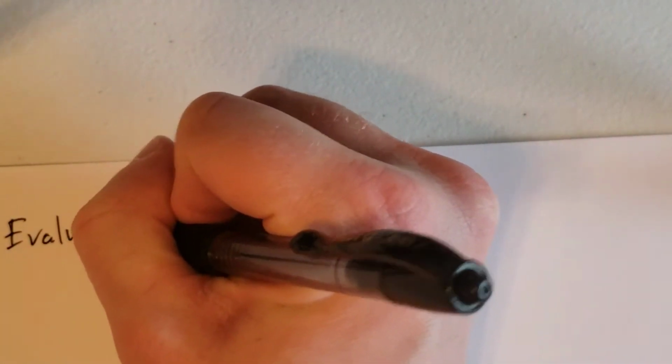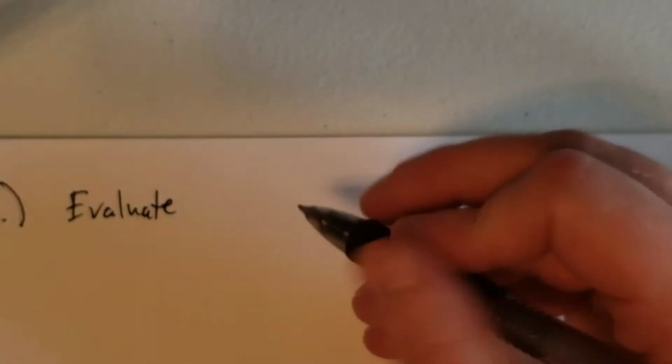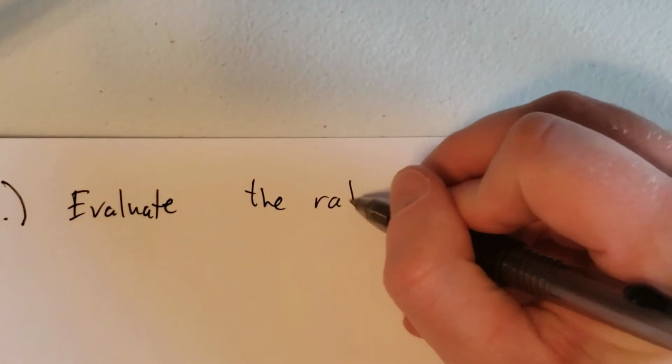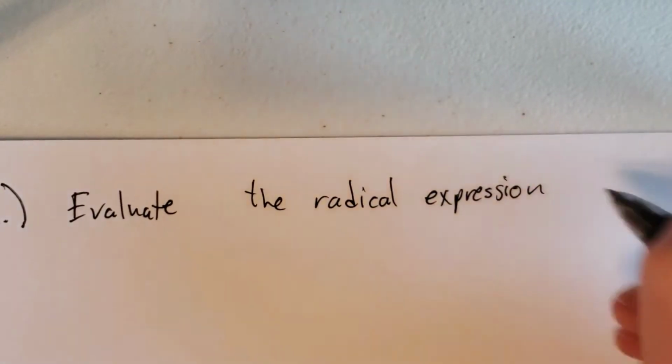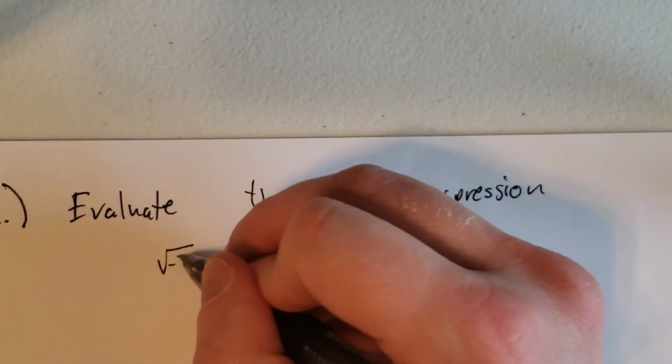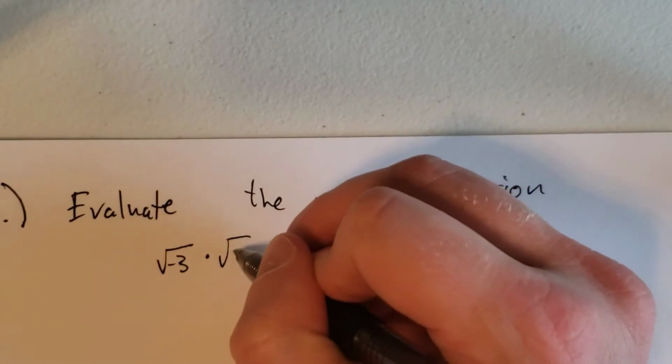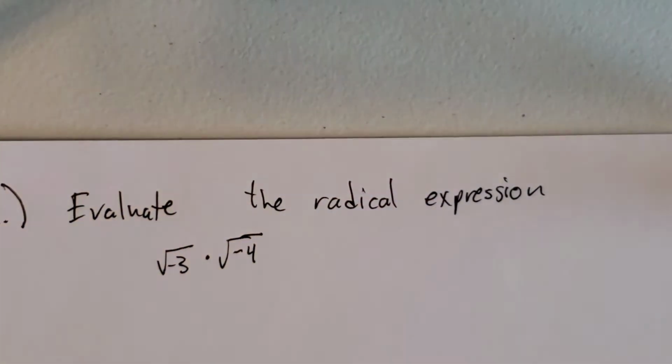We do have a couple more examples, which are not written down yet. So number 2 is evaluate the radical expression, and that is the square root of negative 3 times the square root of negative 4.